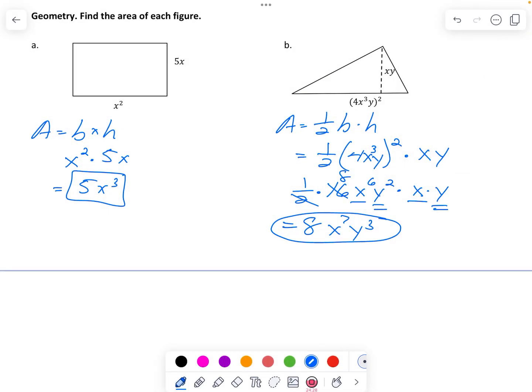Tomorrow we'll be reviewing all of these concepts in preparation for our quiz.